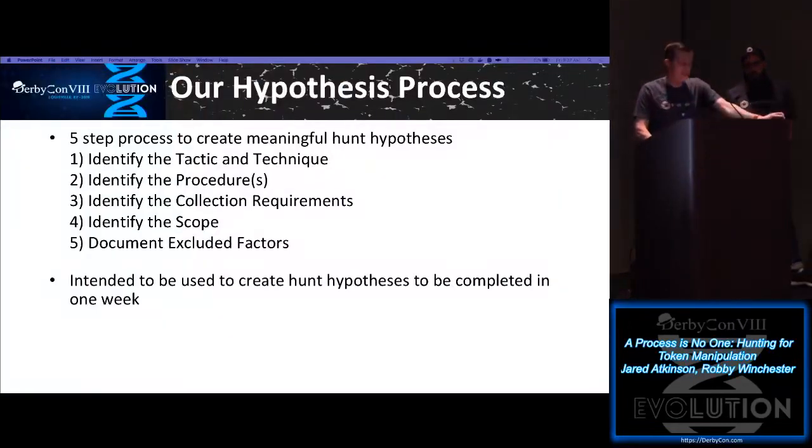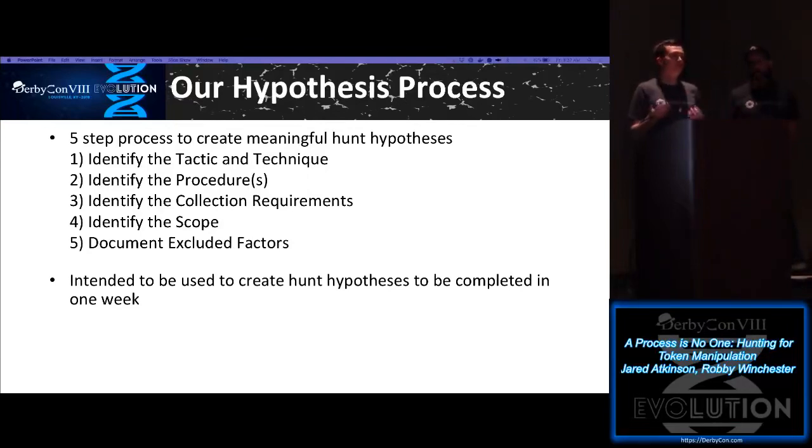So what's our process? We talked about this in a lot of depth last year at our DerbyCon talk, but we're just going to cover it now and then go through a practical implementation. We found it's really hard a lot of times to actually create a hypothesis. People say hypothesis-driven hunting, but then what do you make a hypothesis of, how are you consistent, and how do you track that? So we break it down into these 5 steps. Identify the tactic and technique you want to focus on, identify the procedures, identify what the collection requirements are in order to detect that behavior, identify the scope, and finally identify the excluded factors, which is what stuff you knowingly ignored because you're trying to solve a problem.